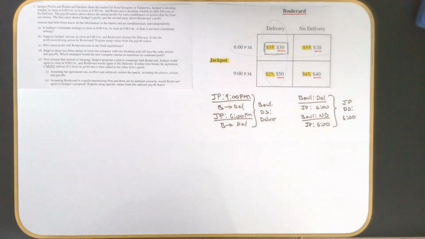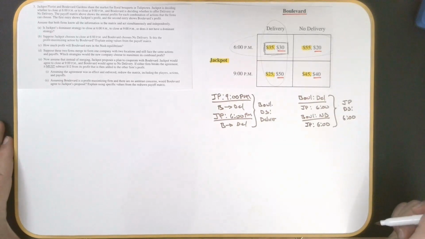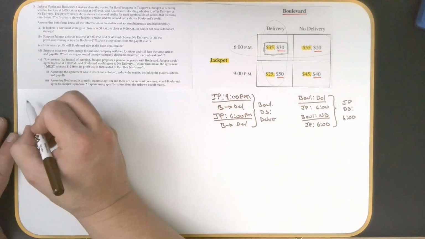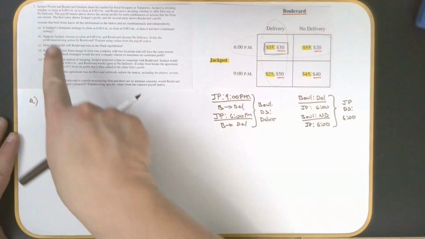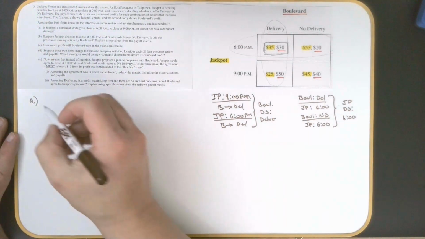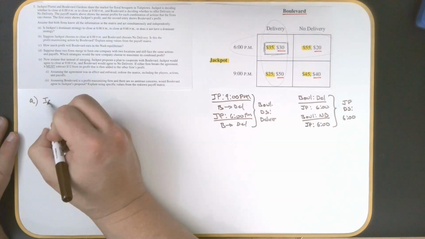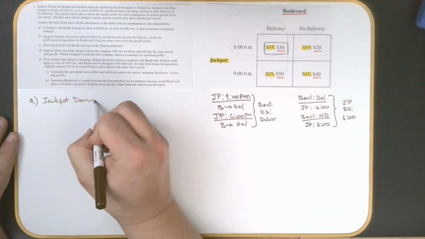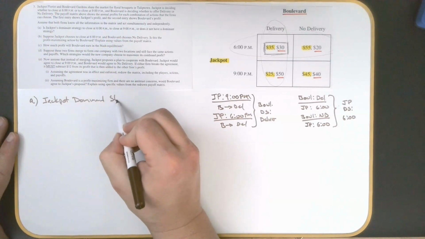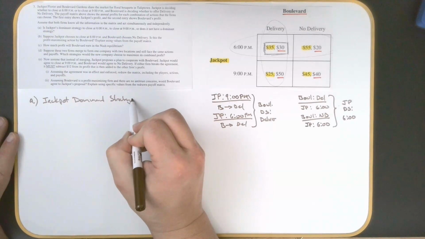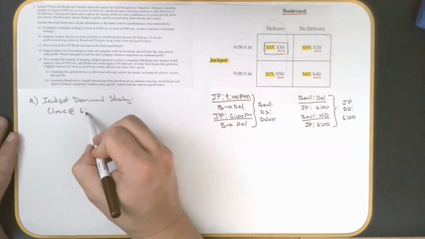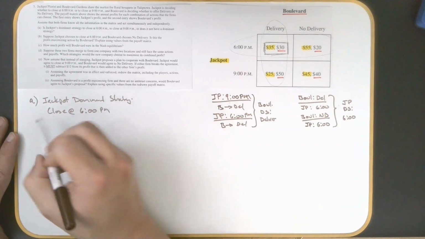So it says, assume both firms know the information in the matrix and act simultaneously and independently. Is Jackpot's dominant strategy to close at 6 or at 9, or does it not have a dominant strategy? Well, we just figured that out, didn't we? So Jackpot's dominant strategy was to close at 6. Okay? So Jackpot, dominant strategy, close at 6 p.m. Got it.